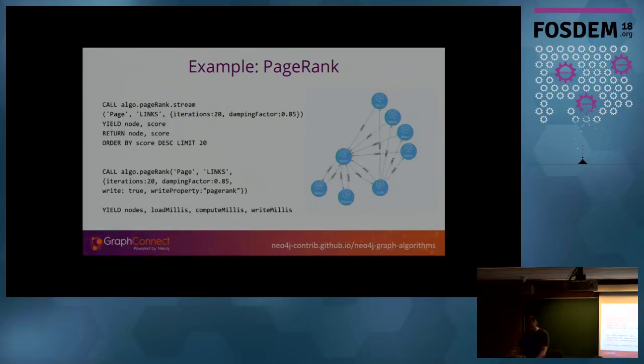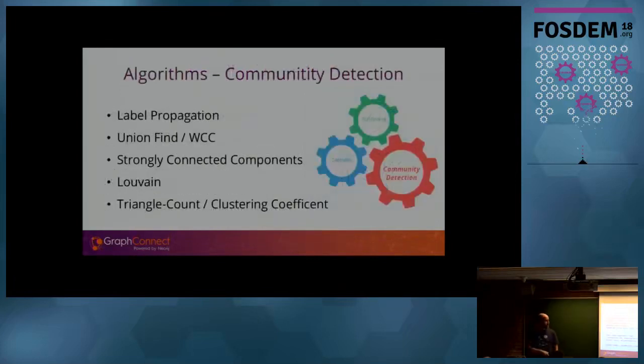And the same I can do with writing the data back, where I can pass in a write property, and I can also say I have different properties that I want to write to. For instance, I can say I want to run PageRank for this subset of my graph and write to property A, and I want to run PageRank for this other subset of my graph and write it to property B. And then I get this statistics information back. How long did it take to compute the data? How long did it take to write back the data to Neo4j?